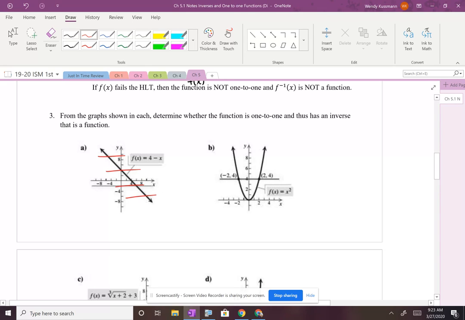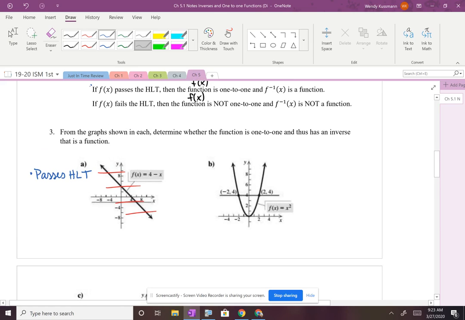if I draw a horizontal line anywhere on this graph, the horizontal line is going to cross f of x only one time. That tells me that it passes the horizontal line test, which I'll just say HLT. Since it passes the horizontal line test, it tells us these things. That tells me that f of x is one-to-one. And it also tells me that the inverse, f inverse of x, is a function.